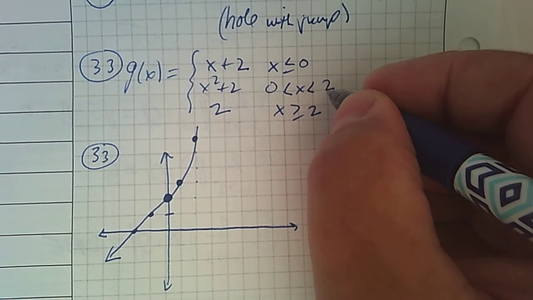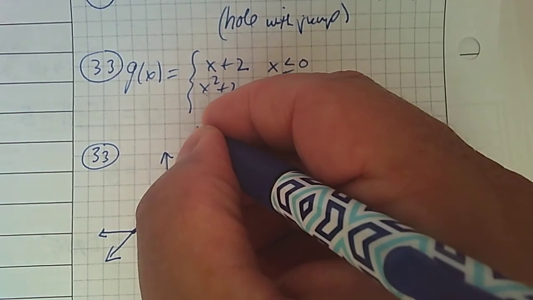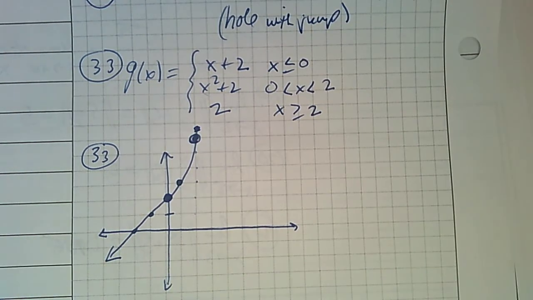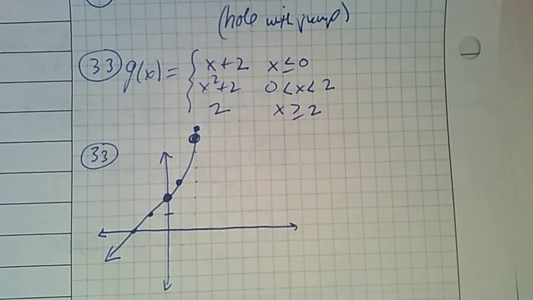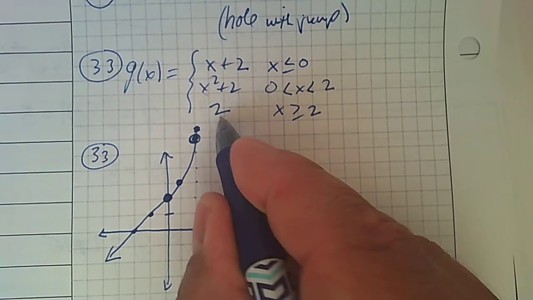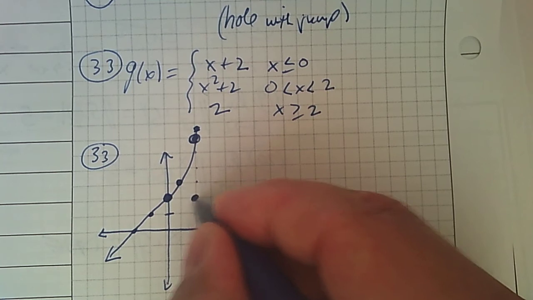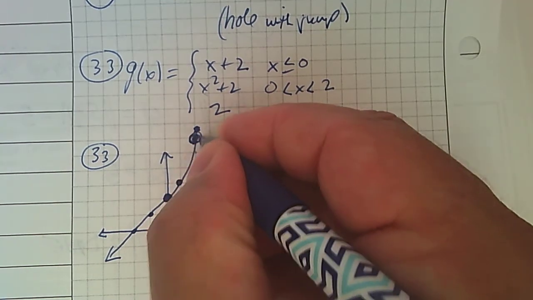So at 2, 6, there's a hole. So I got carried away there. So there's a hole there, and it doesn't go beyond that hole. Next, the next part is 2. So at 2, the answer is 2. Remember, there's a hole here.